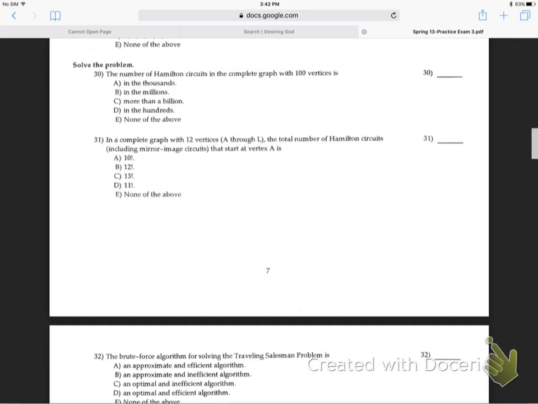Okay, so number 30. Hamilton circuits, number of circuits. That was the formula, what was it, n minus 1 factorial? Right, you want to have those formulas: the number of circuits is that, and the number of edges was, what is it, n? Okay, yeah, so make sure you have those two formulas. Circuits and edges.